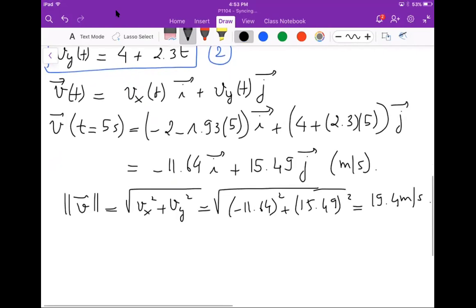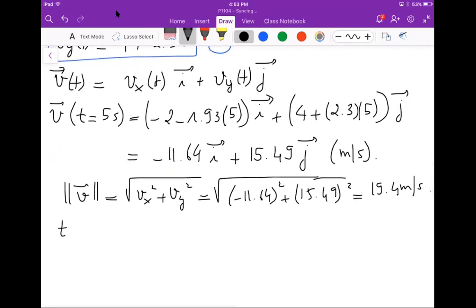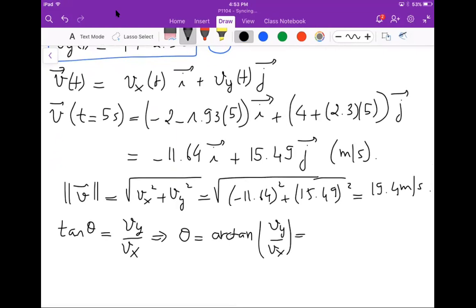We can also determine the direction of this vector v. We can always write down tangent theta is given by vy divided by vx. So whenever we want to determine direction, we can always write down tangent theta equal to the ratio between the y component divided by the x component of a given vector. So we can deduce that theta is equal to arctangent, or tangent minus 1, of vy divided by vx, and that gives you the value.